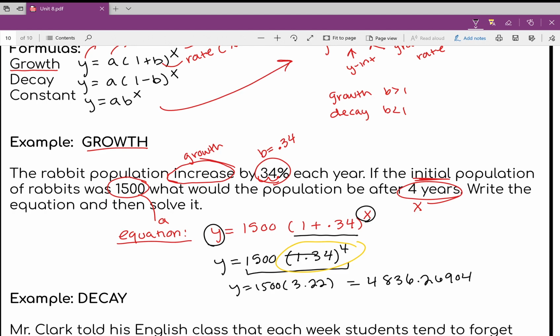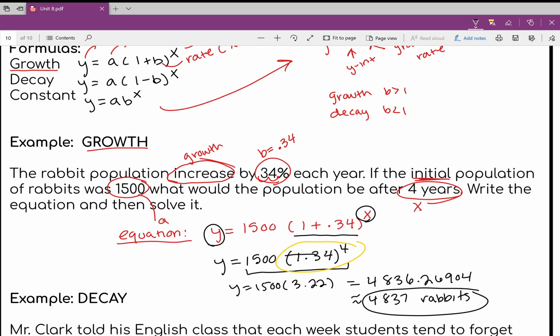So since we can't have that amount of a rabbit, we're going to go ahead and round up. So this is approximately 4,837 rabbits. Okay, that's going to be our answer. So remember, it said initially it started with 1,500 rabbits, and then after 4 years, we have 4,837 rabbits. 1,500 is smaller than 4,837. And since it was an increase, that was supposed to happen. Our number was supposed to get bigger.